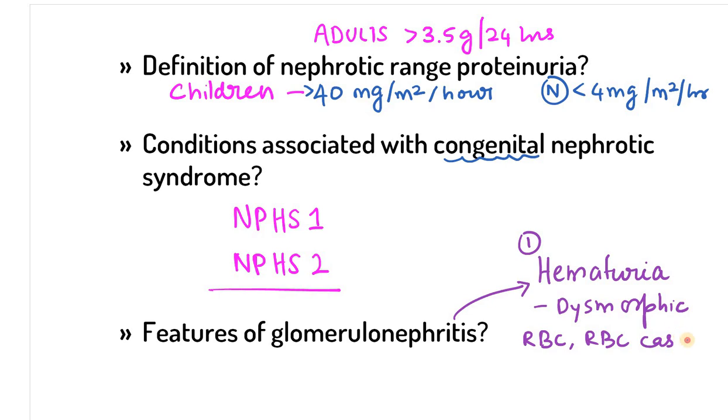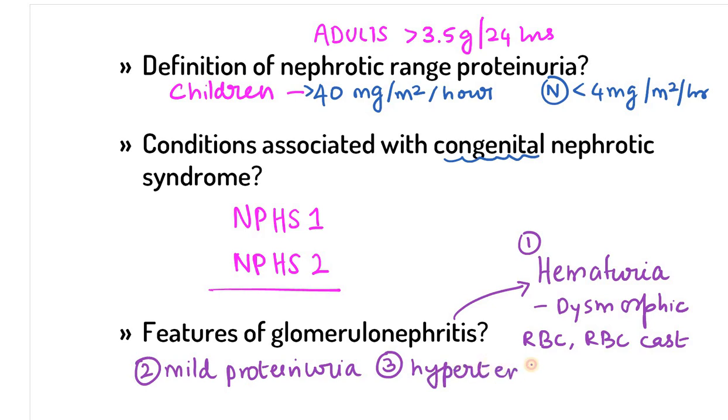So, not just hematuria is enough. You should also know what is the type of this RBC finding. That's important. Second is there will be mild proteinuria. That's also important. Third is hypertension. Classical feature. Third is hypertension.